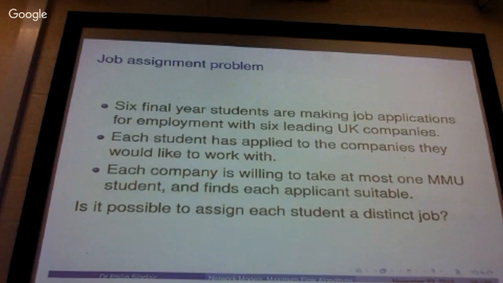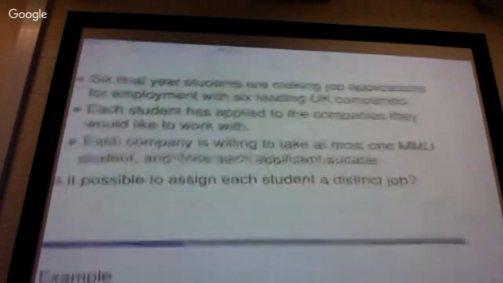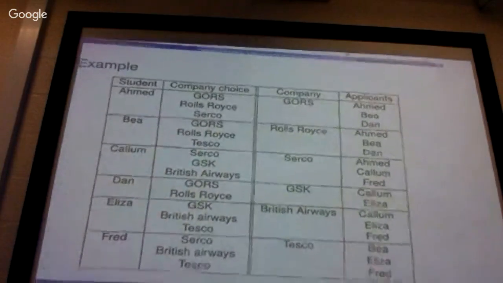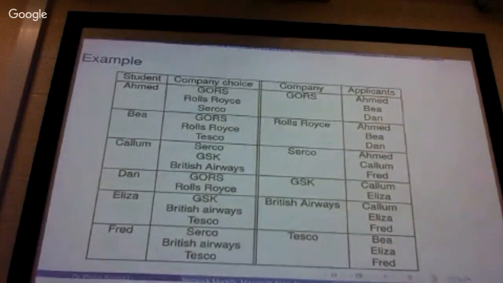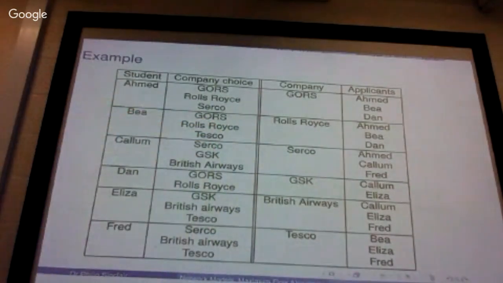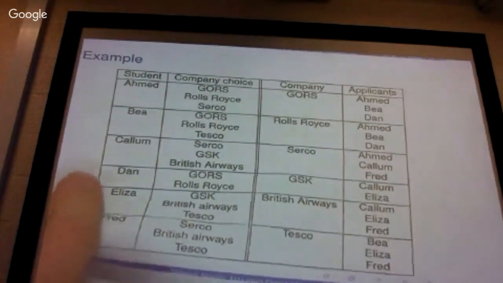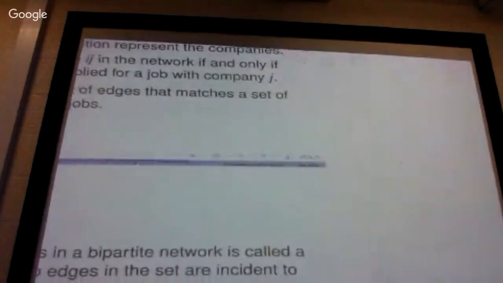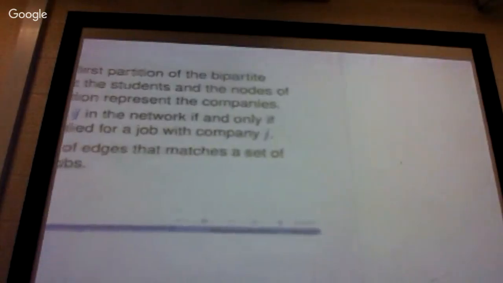So you have 6 students and 6 companies, and every student has interest in some of them, which are listed here, but that's not really so important. And also every company has a list of students who would go there. So the picture is like this. It gives you a bipartite graph.